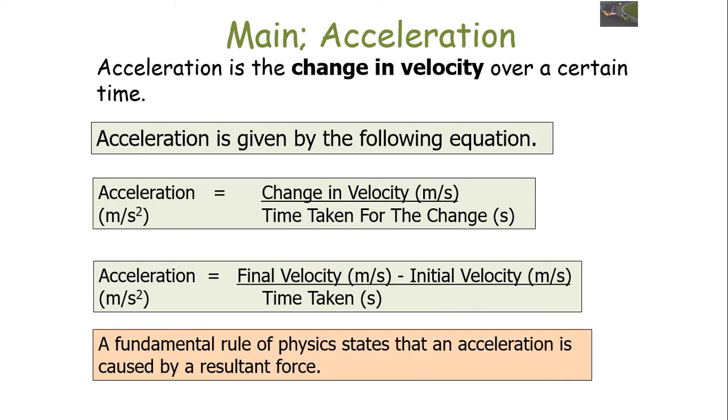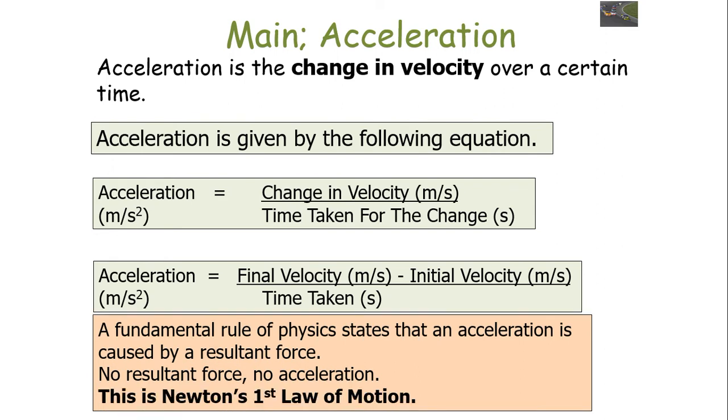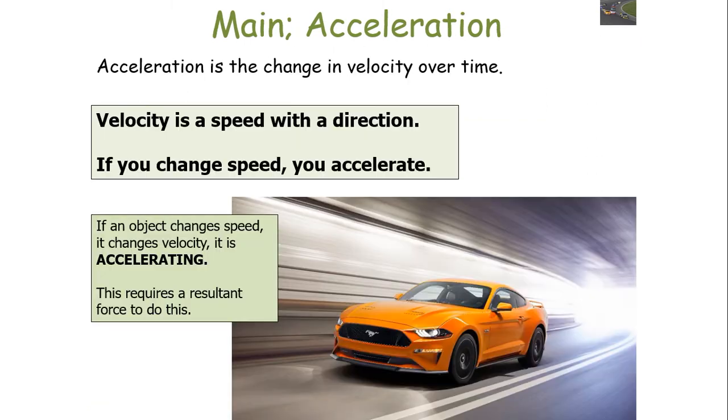Now a fundamental rule of physics states that an acceleration can only be caused by a resultant force. So only a resultant force can cause an object to speed up or slow down. Only a resultant force can cause an object to change direction. Now, no resultant force, no acceleration, it stays with the same velocity, so it's the same speed in the same direction. And that fundamental rule of physics is called Newton's first law of motion, and all objects obey Newton's first law of motion.